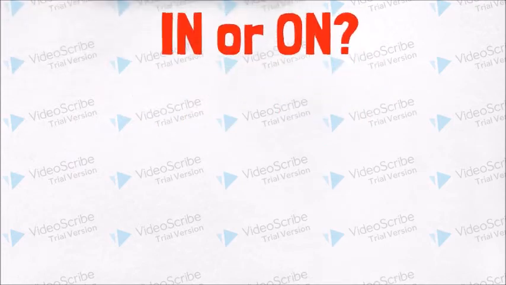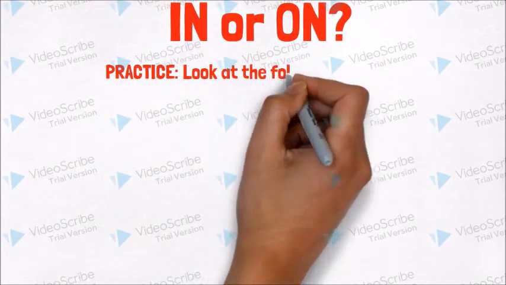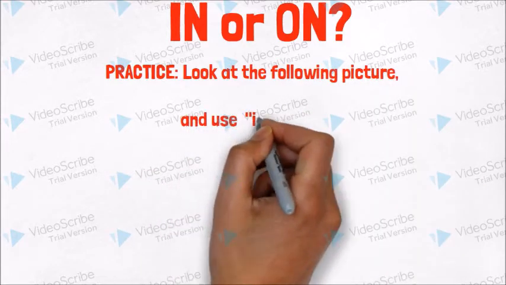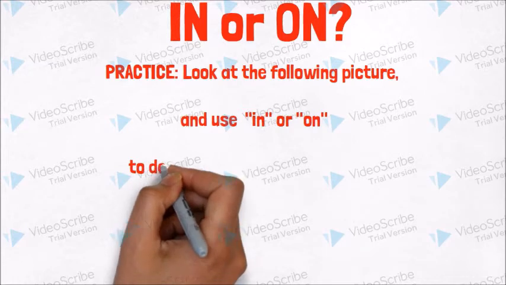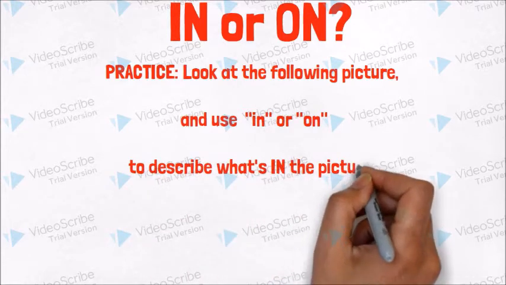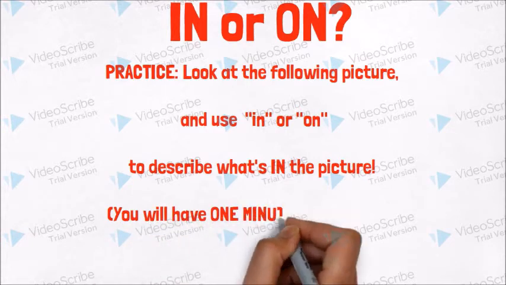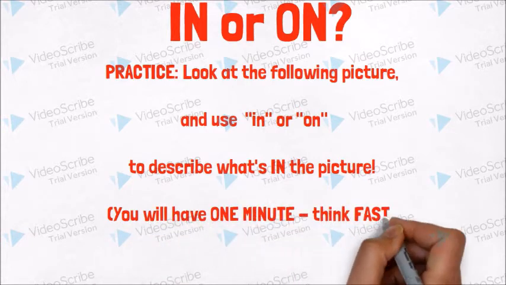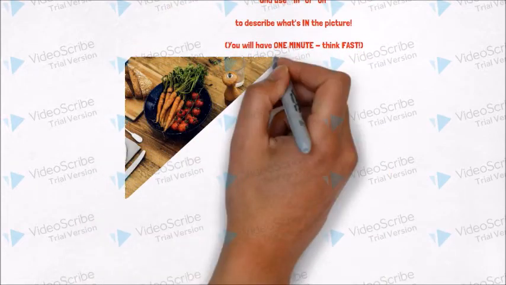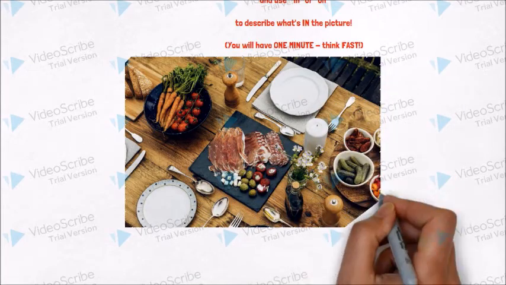I'm going to give you a picture, and I want you to look at the picture for 1 minute. I won't be helping you during that time. You can even stop the video if you'd like to practice trying in or on for the objects in the picture. Okay, here goes. Let's see how you can do.